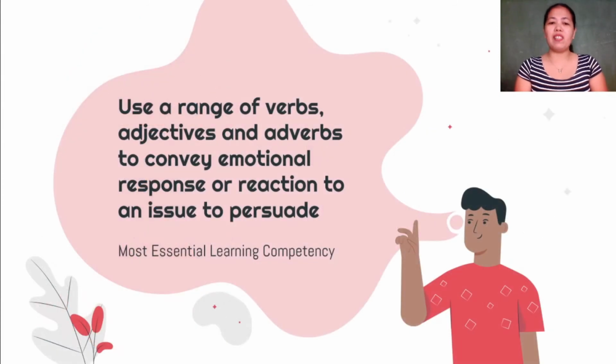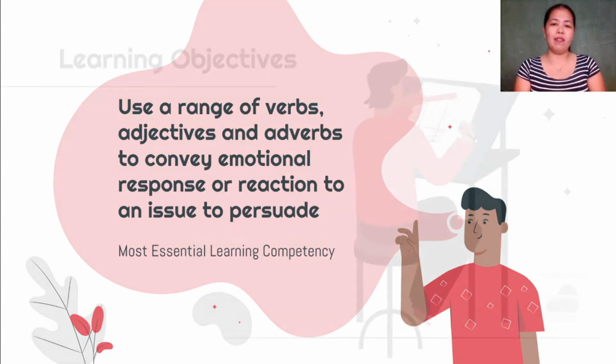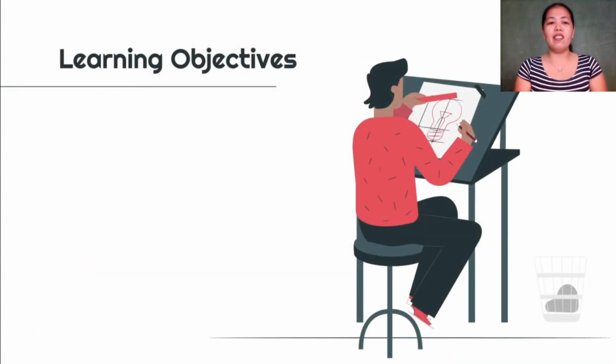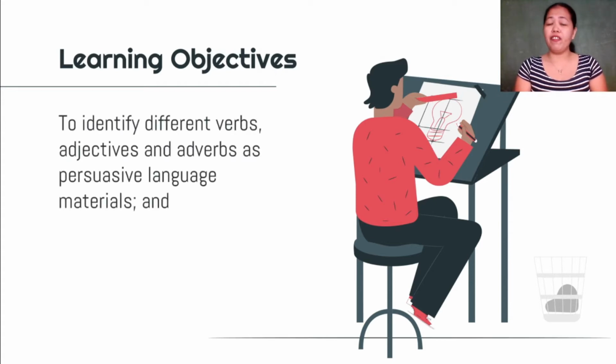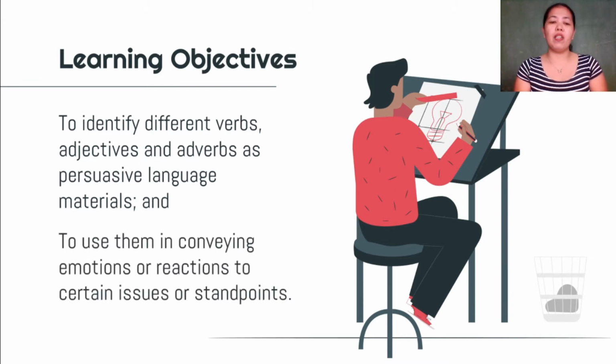And our most essential learning competency is to use a range of verbs, adjectives, and adverbs to convey emotional response or reaction to an issue to persuade. In this lesson, you are expected to identify different verbs, adjectives, and adverbs as persuasive language materials and to use them in conveying emotions or reactions to certain issues or standpoints.